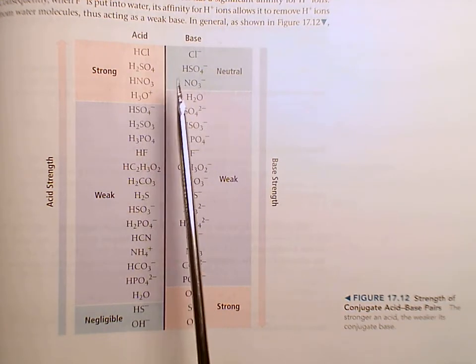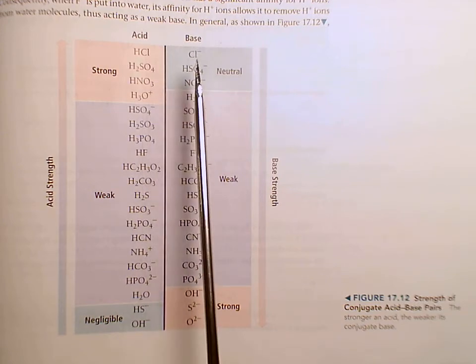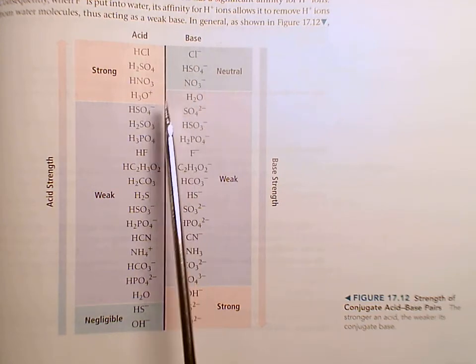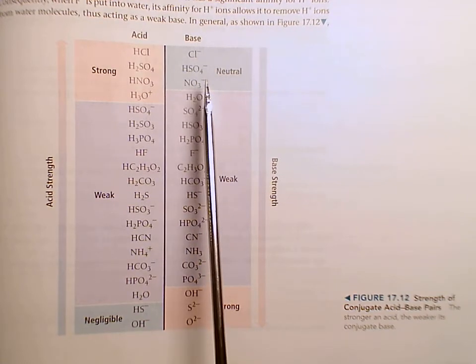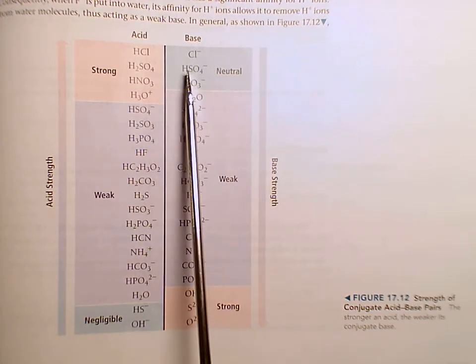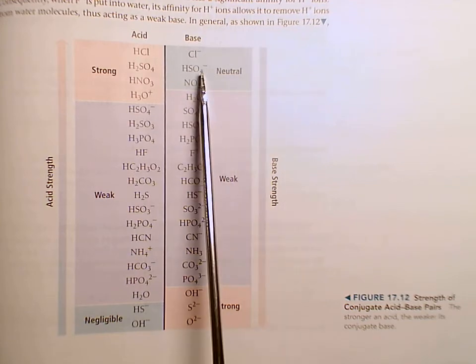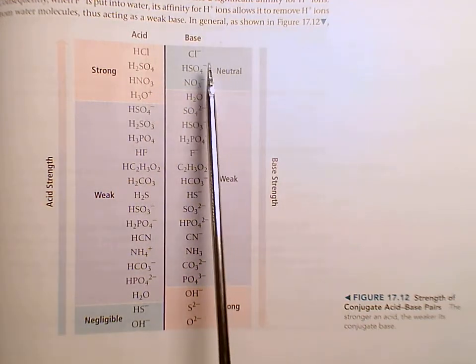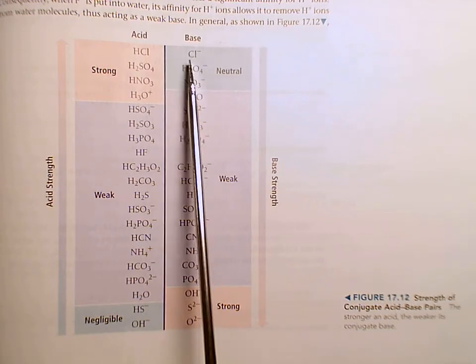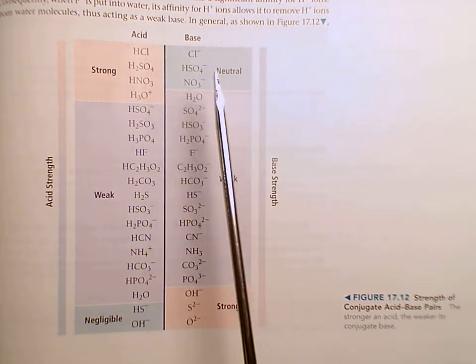HSO4 minus is a little weird. We will discuss that in a bit. HSO4 minus has issues. But these guys are essentially neutral. In fact, HSO4 minus, they put it neutral. It's actually a little bit acidic. All right. So here are our conjugate bases. They tend to be neutral.